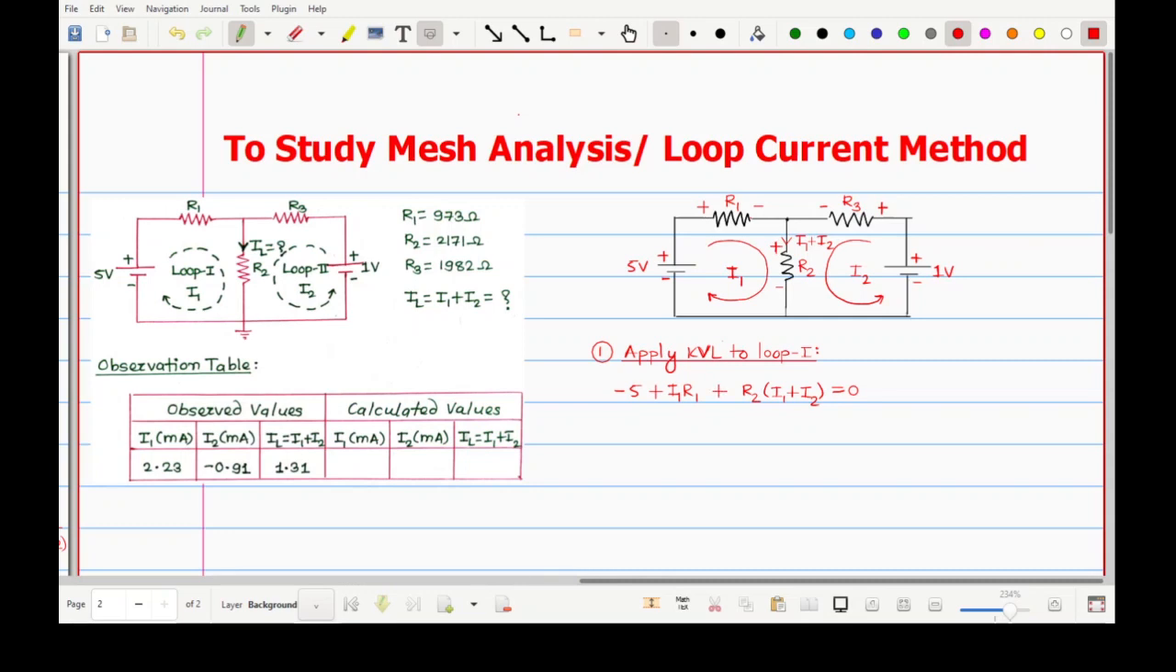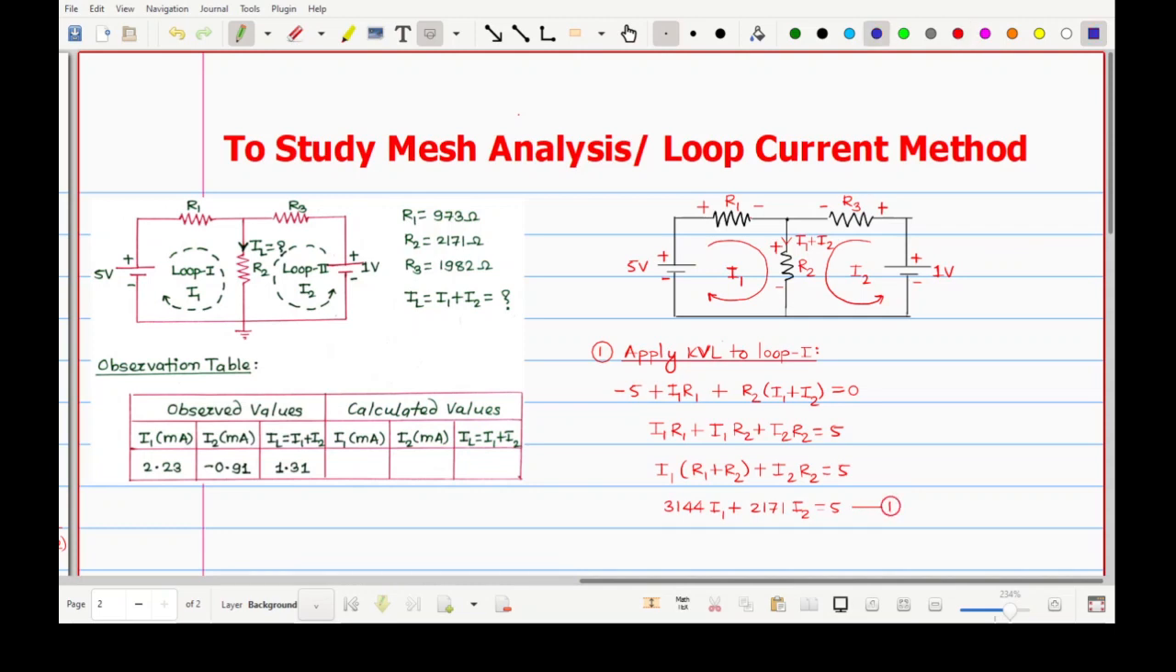Okay, now solve this equation. Take this 5 on the right hand side. So what you are getting is I1 R1 plus I1 R2 plus I2 R2 is equal to 5. Now take I1 common: R1 plus R2 times I1, plus I2 R2 is equal to 5. So this equation you are getting. Now put the values of R1 and R2 in this equation. So call this equation number 1.